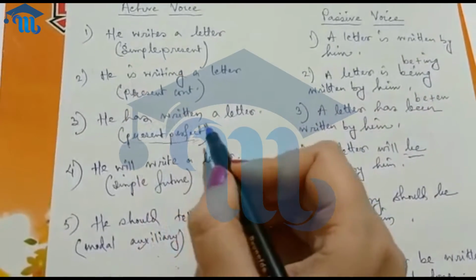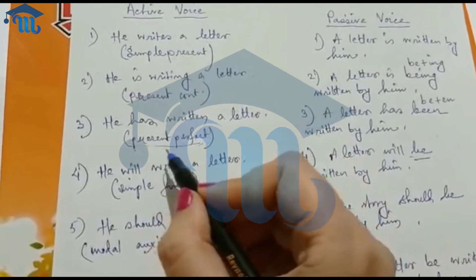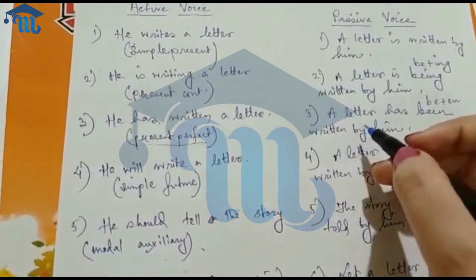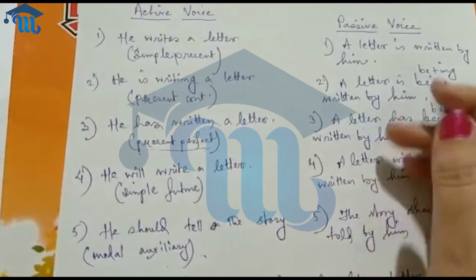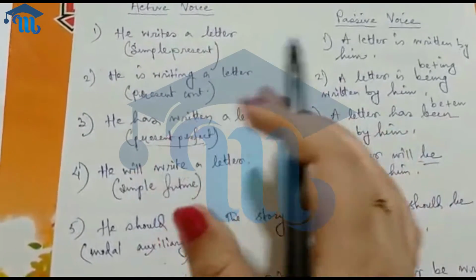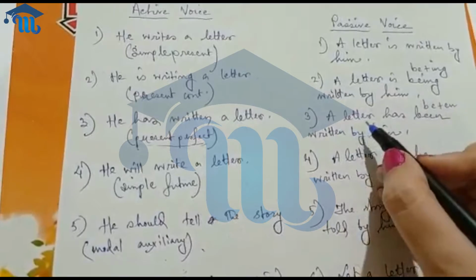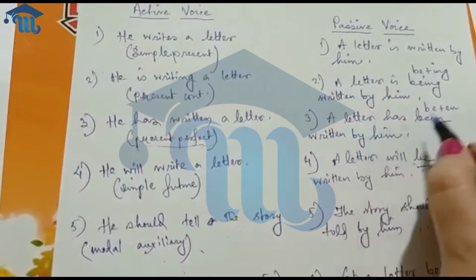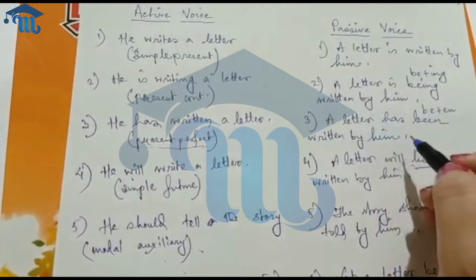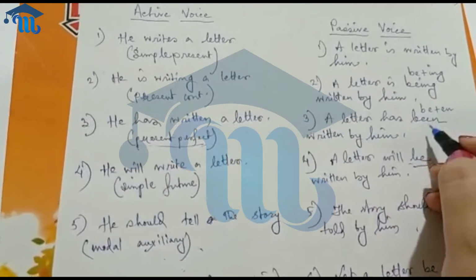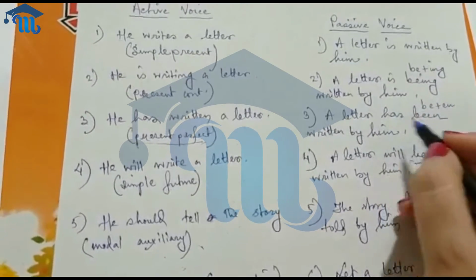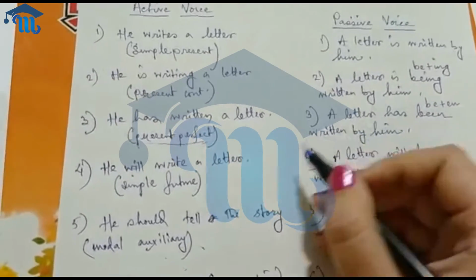Now, "He has written a letter." This is in present perfect tense. Okay. So, what happens in passive voice? Similarly, in every case, the interchange between subject and object occurs. "A letter has been written by him." Be plus en, in every perfect tense, present perfect or past perfect or future perfect, that is "been", comes in between the auxiliary and the main verb in case of passive voice.